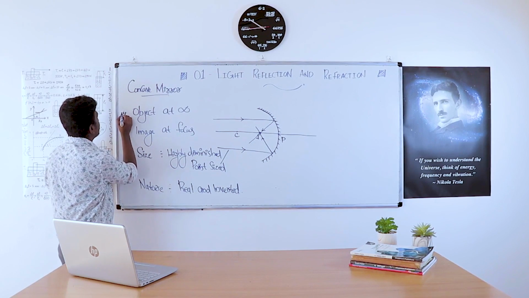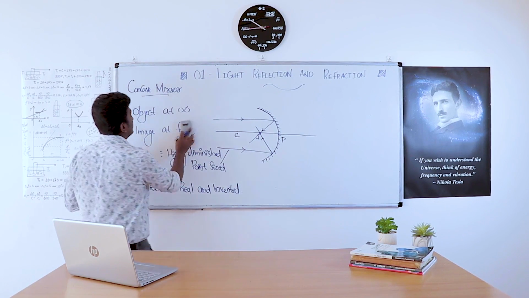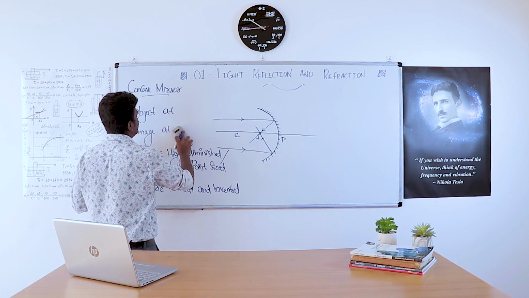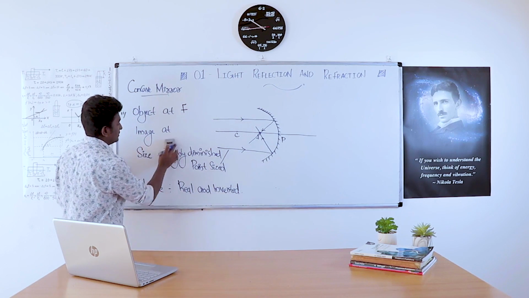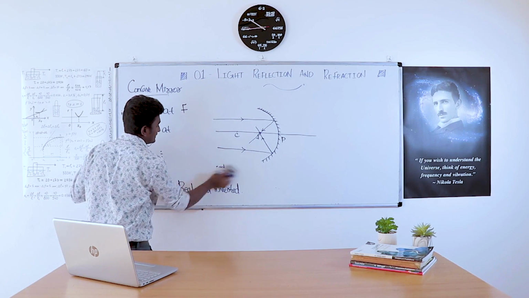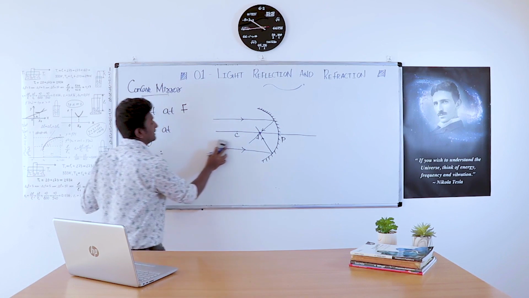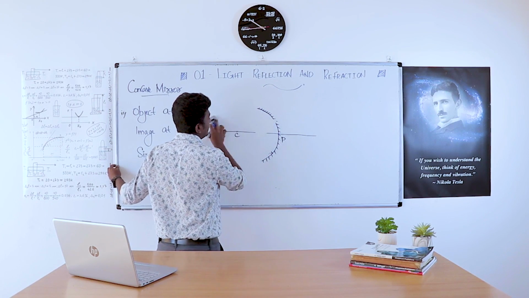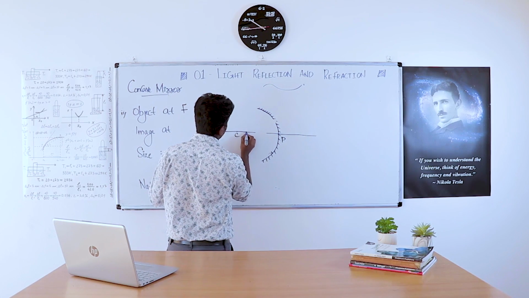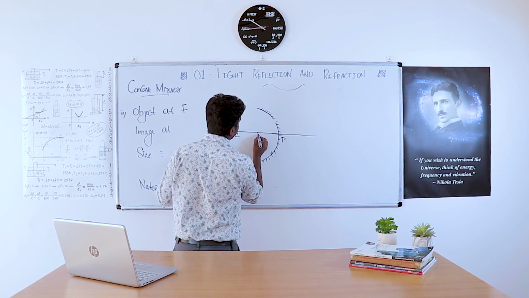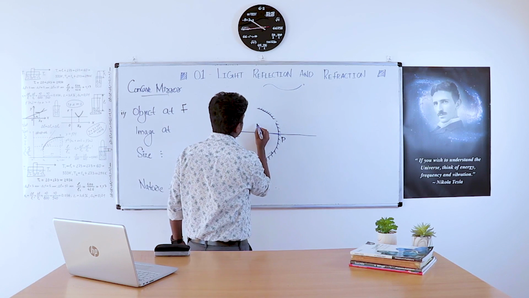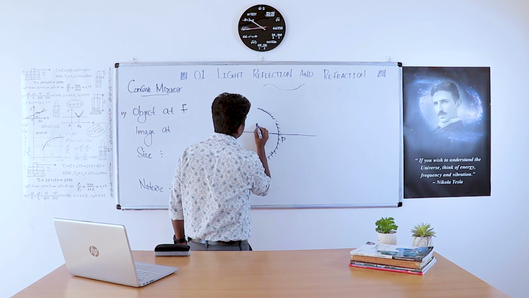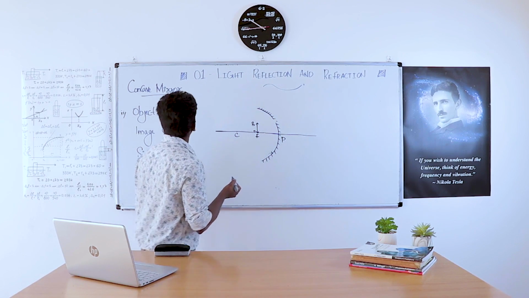Now we can go through the second case. In the second case, I am interchanging the positions. So the object is placed at focus. We need to find where the image is formed. Now we can draw. I am taking the same picture: center of curvature, focus and pole. Object is placed at focus. This is our object. I am calling it OB.